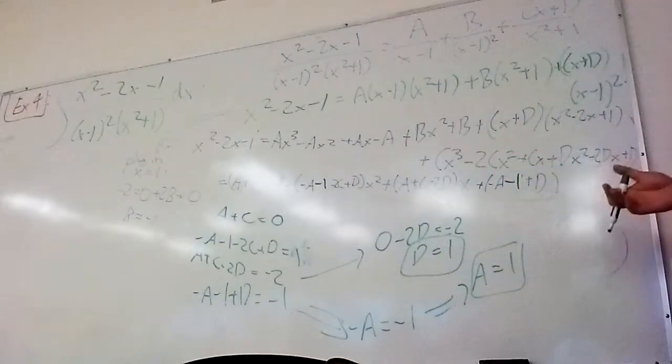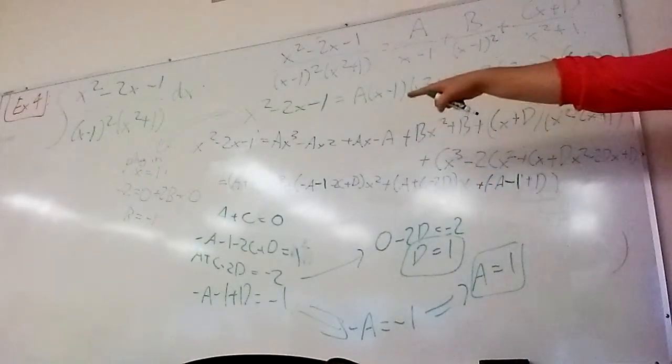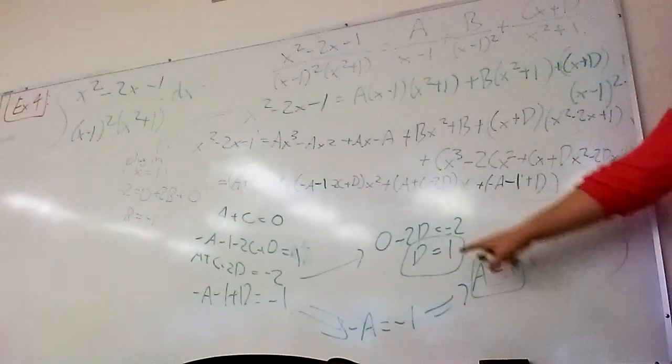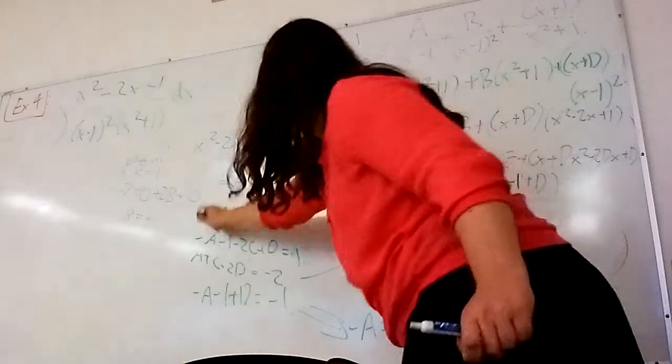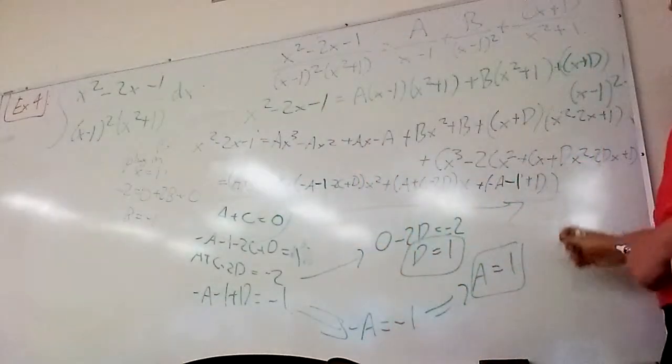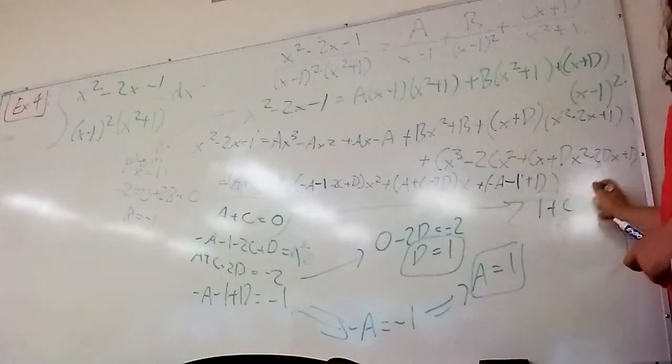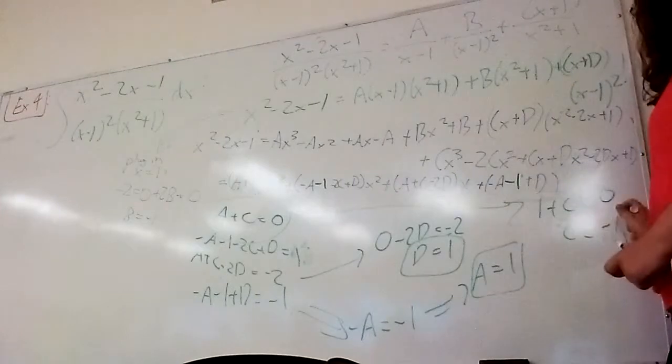And then if I want to figure out what c is, so I know what b is, right? I've used a plug in 1 to find what b is. I know what d is. I know what a is. If I want to find what c is, I use the fact that a plus c is 0. And so we have 1 plus c is 0, so c is negative 1.